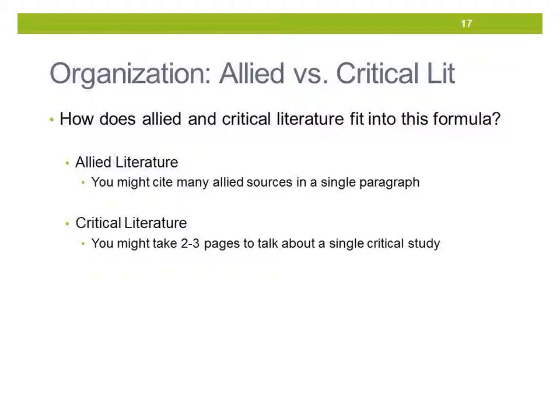Allied lit is, like I said, sources that are not directly on your topic but provide information. To give you an example, in my master's thesis, I was looking at the relationship between homophobia and team cohesion in sport. So for my allied literature I was looking at issues of homophobia and unit cohesion in the military. So that was a related topic, but not exactly right on it.